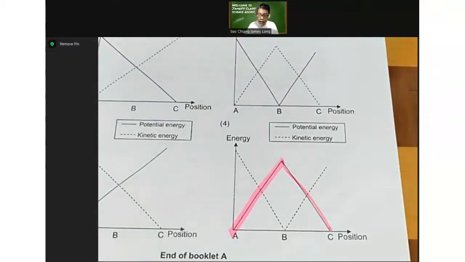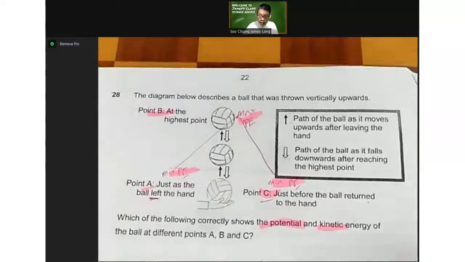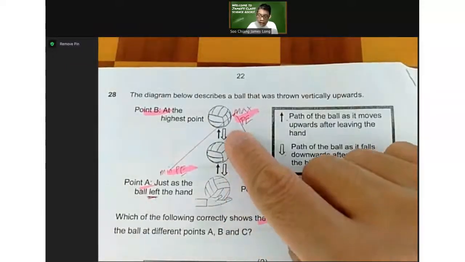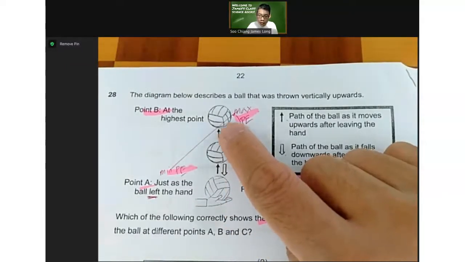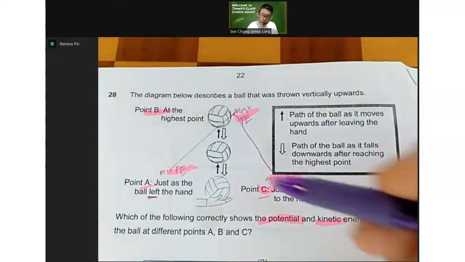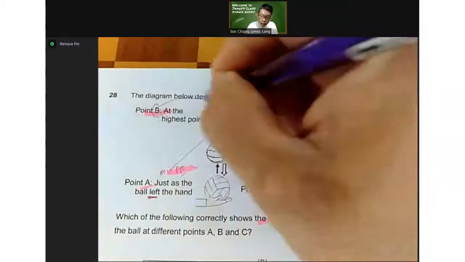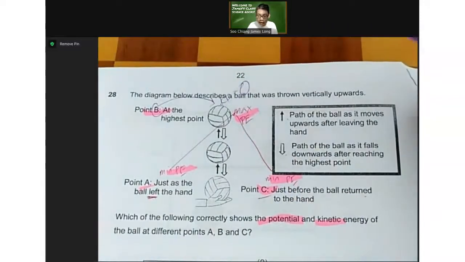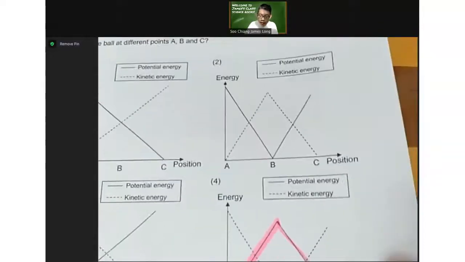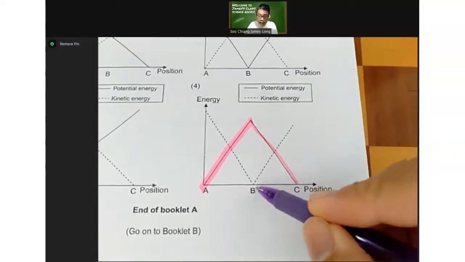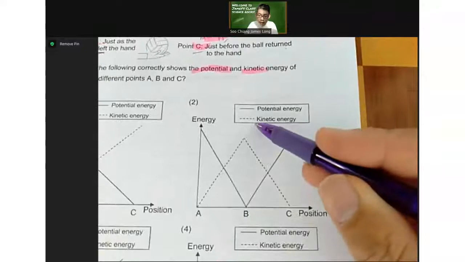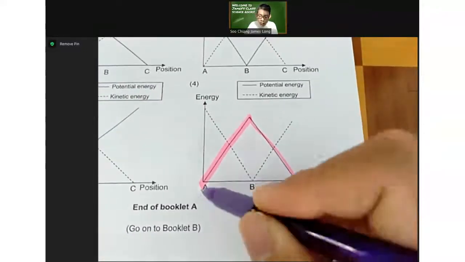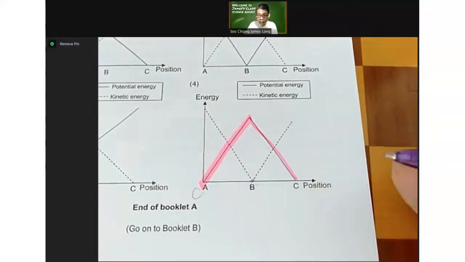Now, let's double check also. The ball is slowing down, right? As it reaches point B, this is the slowest, this is the point where the ball stops. So at point B, the KE equals 0. No more kinetic energy because it stops moving. So point B is whereby the KE, the dotted line, represents KE. KE is at 0. That's true.